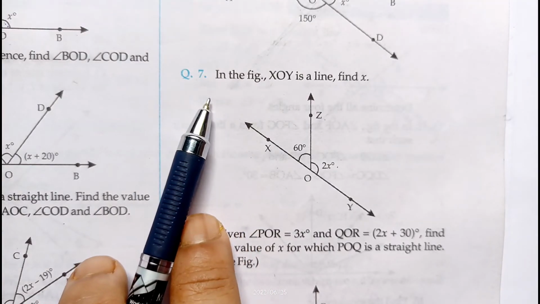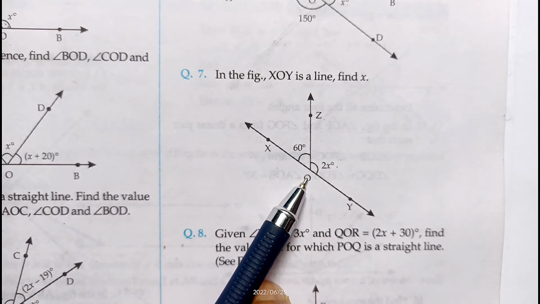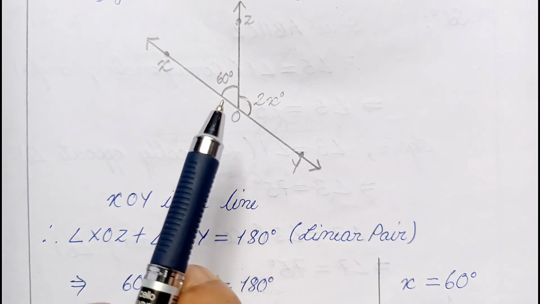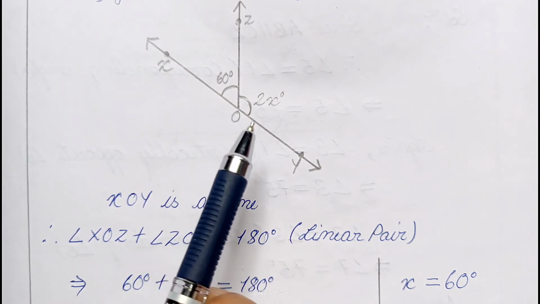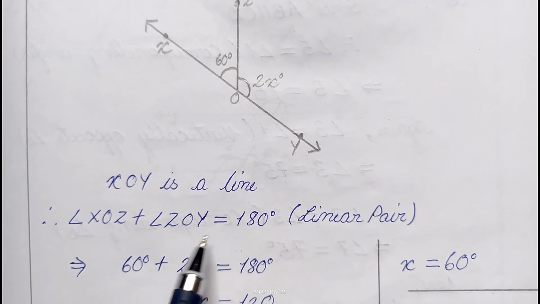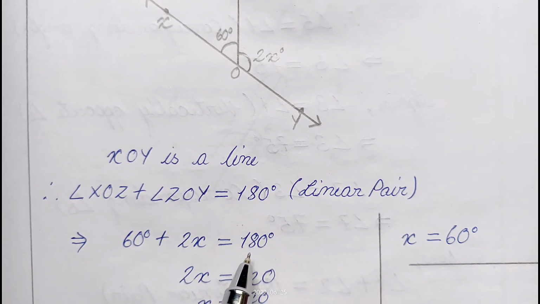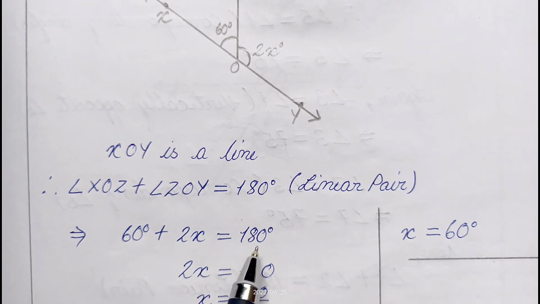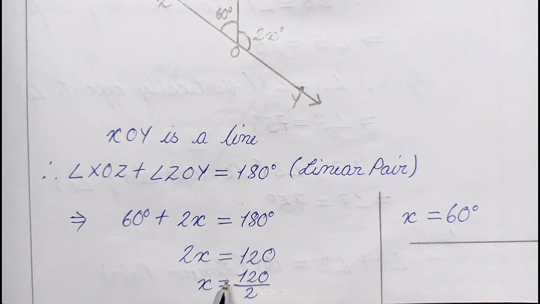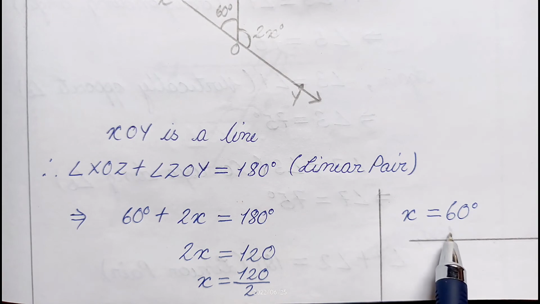In question number 7, it is given XOY is a line and OZ is a ray at O. We have to find the value of x. Since XOZ and ZOY form a linear pair, the sum of these two angles will be 180 degree. So we can write XOZ plus ZOY equal to 180 degree. So 60 plus 2x equals 180 degree. So twice x equals 180 degree minus 60 degree, which will give 120 degree. Since twice x is 120 degrees, x equals 120 by 2. That means x equals 60 degree, which is the required value of x.